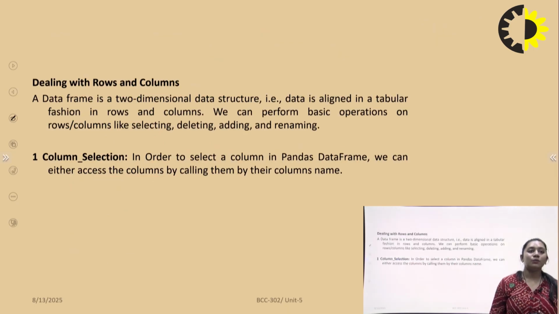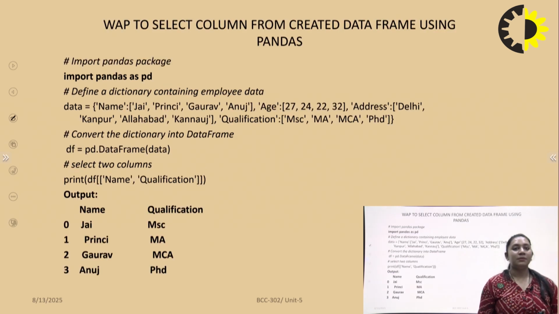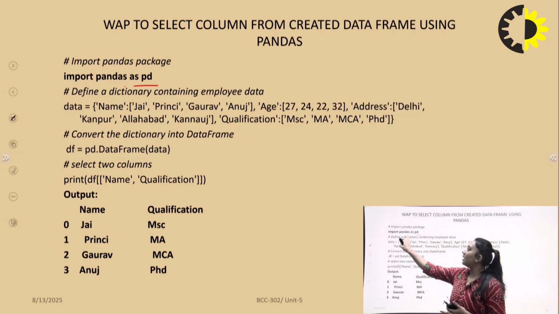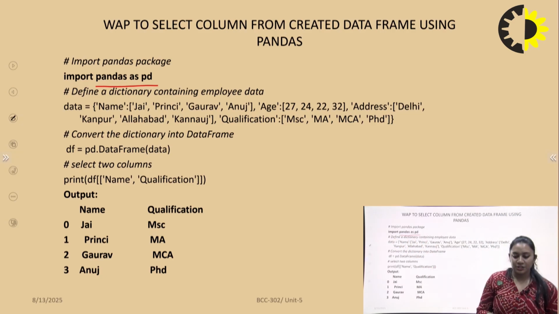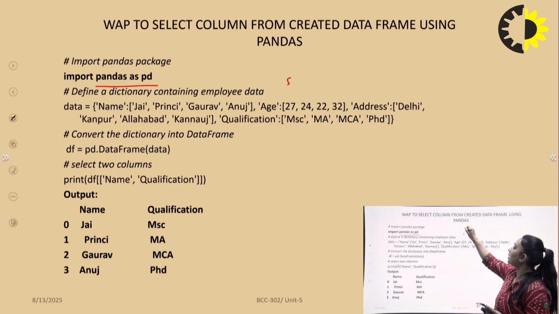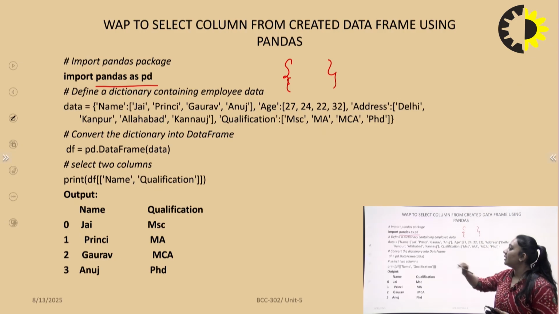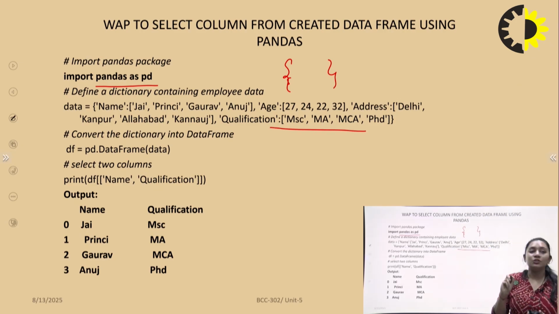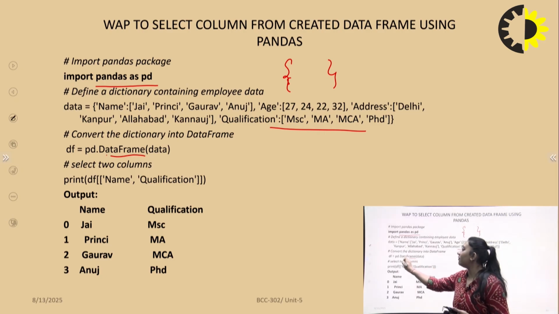Next, dealing with rows and columns. It is a two-dimensional data structure which is aligned in tabular form like rows and columns, and it is implemented by using the column name and the column series. So here is the example. Importing the pandas library, you can create the dictionary by using curly braces, right? After creating the dictionary, all you need to do is convert that dictionary into a data frame by using the DataFrame function.